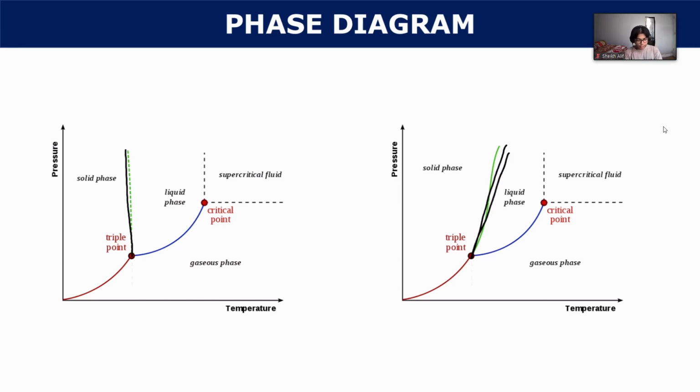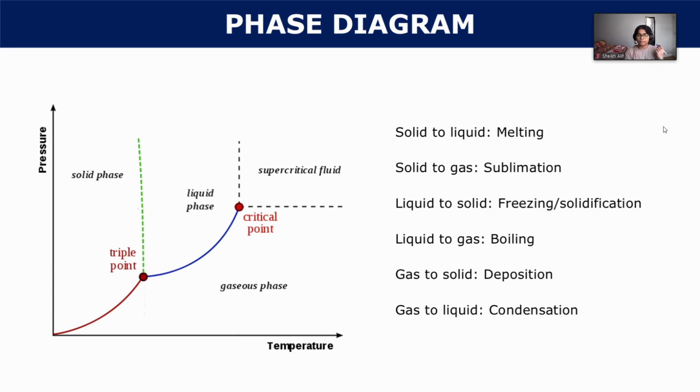All right, let's go through a bit more vocabulary. So when you go from a solid to a liquid, that's called melting. Solid to a gas is called sublimation. Liquid to solid is called freezing or solidification. Liquid to gas is called boiling. Gas to solid is called deposition. And then gas to liquid is called condensation. So the two that you probably didn't know are sublimation and deposition, because the other ones are pretty normal in everyday speaking.